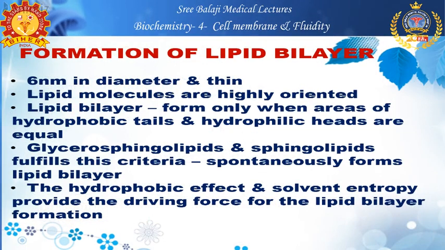So how is the lipid bilayer formed? Not all the lipids will form a lipid bilayer. Only glycerophospholipids and sphingolipids will form a lipid bilayer, because whenever the hydrophobic tails and the hydrophilic heads are equal, then it forms a lipid bilayer. Glycerophospholipids and sphingolipids fulfill this criterion, so they spontaneously form a lipid bilayer whenever they interact. Also, the hydrophobic effect and the solvent entropy provide the driving force for lipid bilayer formation.